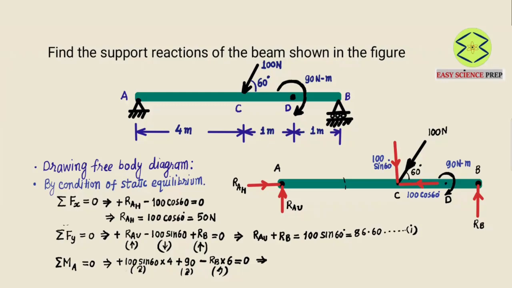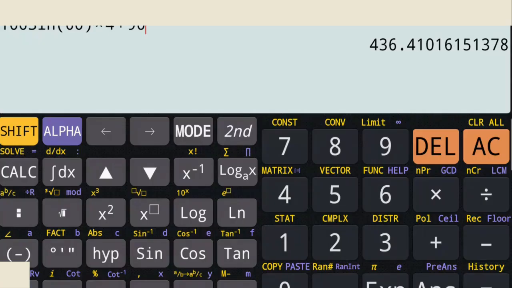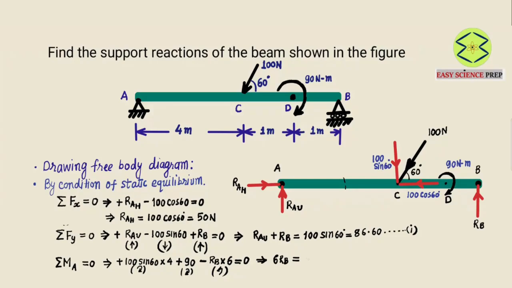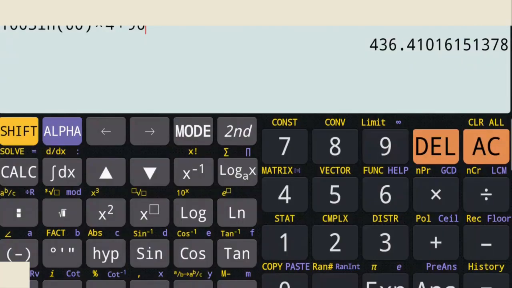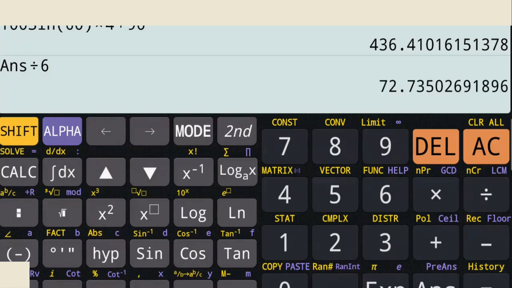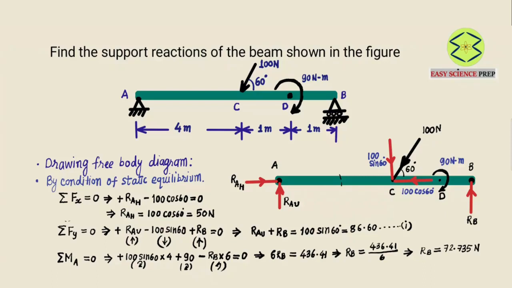To simplify this, you will get 6 times RB equals 100 sin 60 into 4 plus 90. That is 436.41. So the value of RB is going to be 436.41 divided by 6, which gives 72.735. So we got the value of the reaction force acting at point B, which is 72.735.